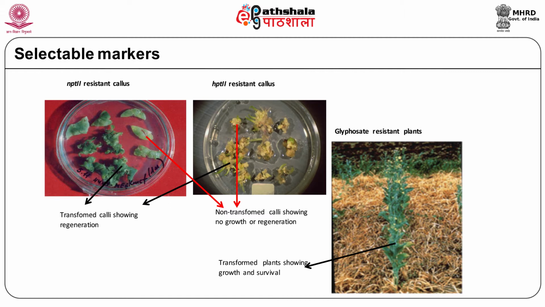EPSP synthase is an enzyme of the shikimic acid pathway that plays a role in the synthesis of aromatic amino acids. The enzyme that is genetically modified does not bind to the herbicide glyphosate that goes by the trade name Roundup. Transformed plants produce a functional enzyme and grow normally when sprayed with glyphosate, making them glyphosate resistant. The non-transformed plants die when sprayed with the herbicide, since they cannot synthesize the aromatic amino acids.